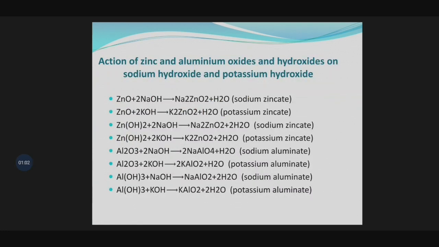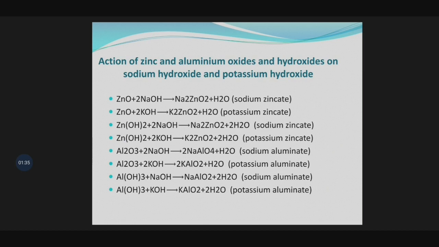Suppose in the first two reactions zinc oxide is taken, and whenever zinc oxide is reacting with NaOH, see, equations are given with NaOH as well as KOH. You look at any one of them because both are similar. If I look at sodium hydroxide, ZnO plus 2NaOH, it is forming Na2ZnO2 plus water, sodium zincate. With potassium hydroxide, that will form potassium zincate. Both oxides are taken and sodium zincate, potassium zincate, these are formed.